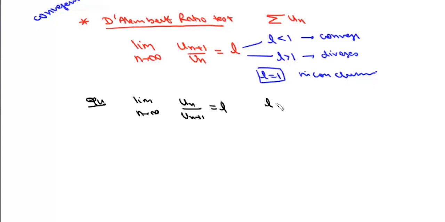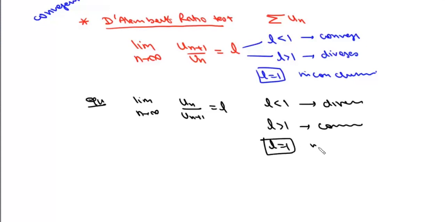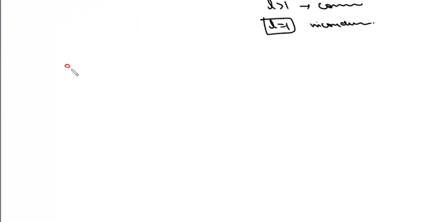Now in this case, if L is less than 1, then the series diverges. If L is greater than 1, then it converges. And again, if L is equal to 1, the test is inconclusive. Now let us take an example. Say for example, we have to find convergence of the series factorial n plus 1 upon 3 to the power n.